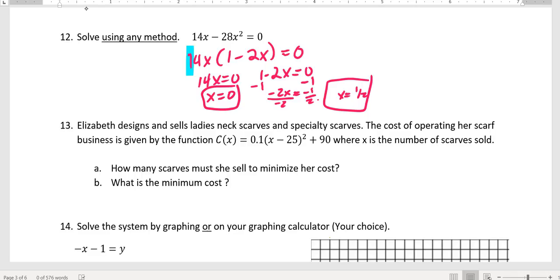Okay. Elizabeth designs and sells ladies' neck scarves and specialty scarves. The cost of operating her business is given by a function where x is the number of scarves sold. How many scarves must she sell to minimize her costs?